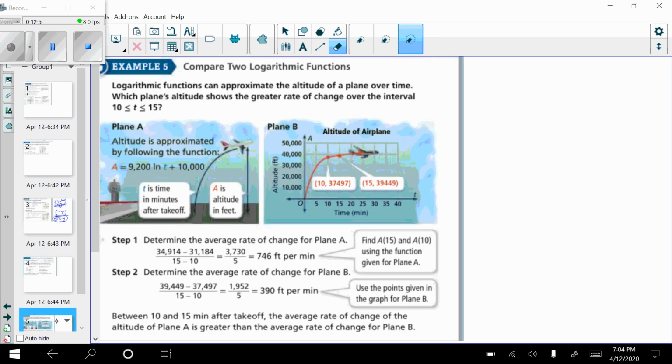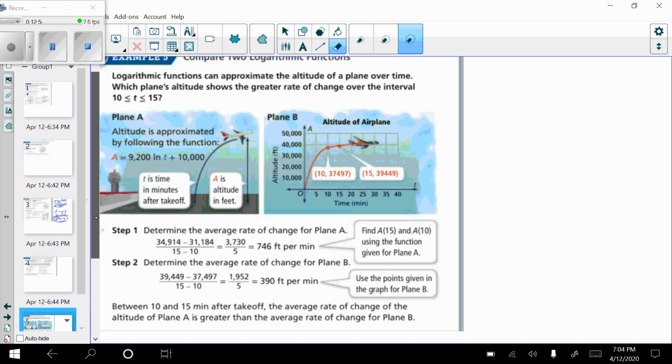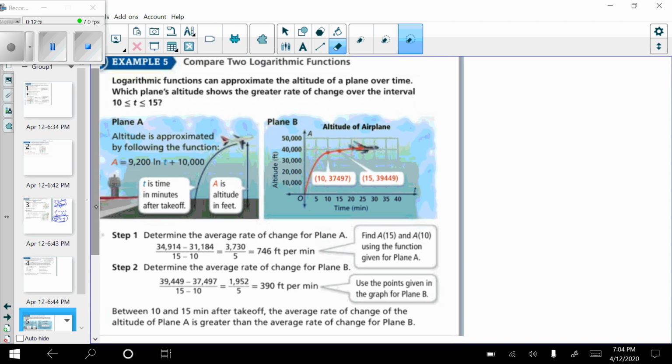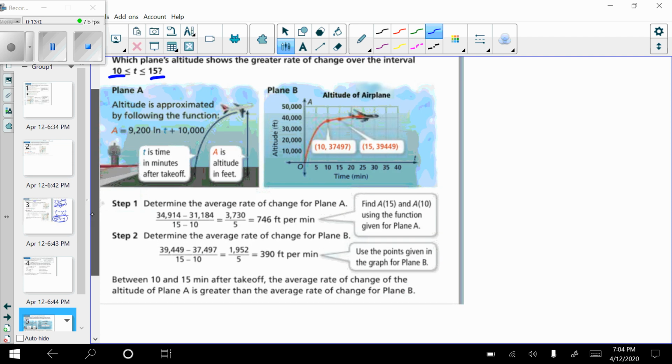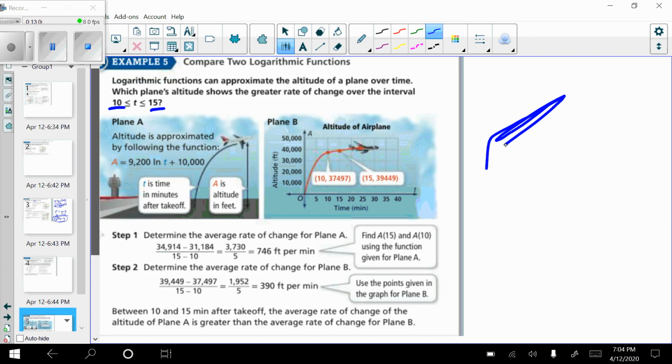And then finally, they want us to compare this plane's altitude over the interval from 10 to 15, so that means our t's are going to be 10 and 15. Basically, it's like if I had this line right here and this line right here, and I want to ask which one elevated faster? Well, in this case, it's much easier to see that this plane was going up quicker at a steeper pace.